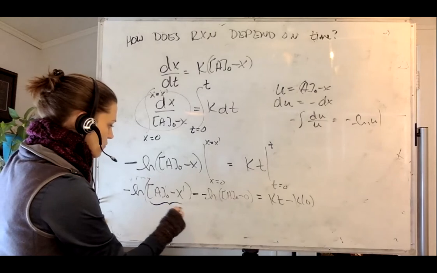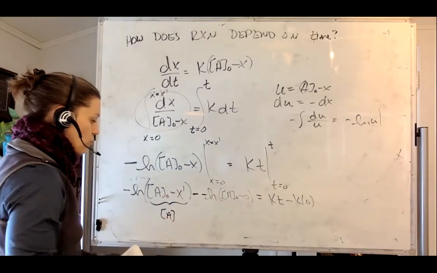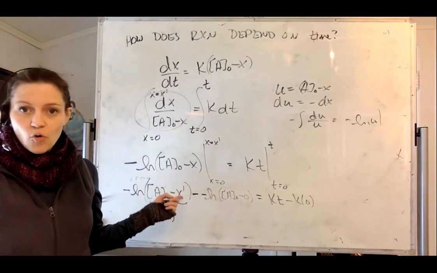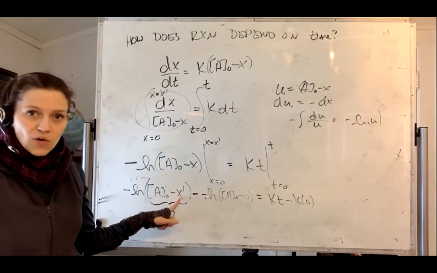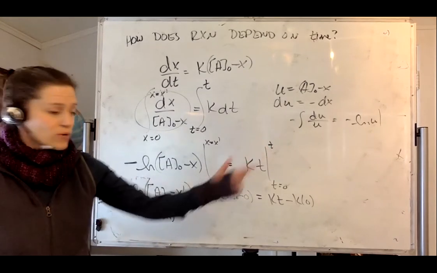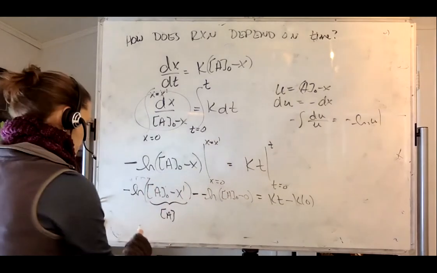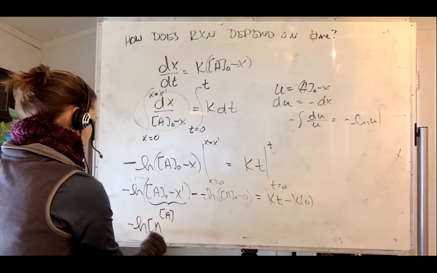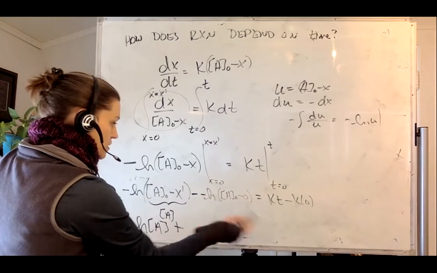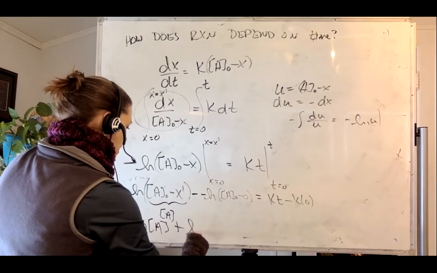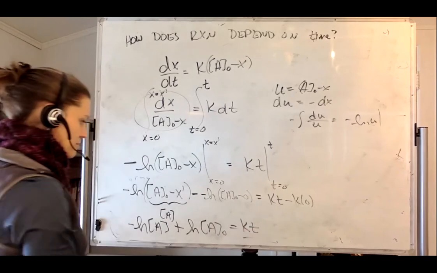If I go back to my original idea of what I'm defining as A, well, that's just A0 minus some quantity of A that has been consumed. And so if X prime is the quantity that has been consumed and has become my products, this whole thing just becomes log of the concentration of A. So I'm left with minus log concentration of A, plus, minus minus A0, minus 0 is A0, plus log concentration of A0 is equal to KT.